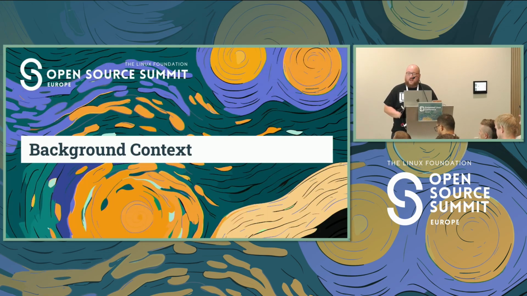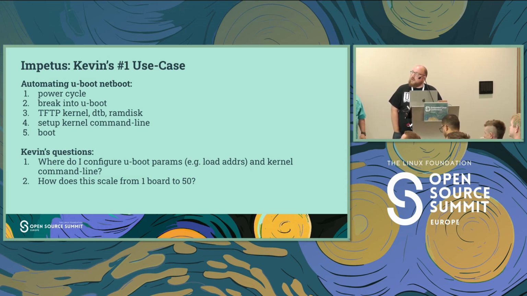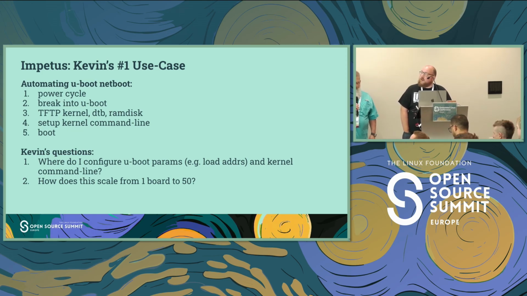Okay, so jumping right into some background context. Kevin, who's sitting in the front row, and I had a conversation a while back discussing how to make use of Labgrid to automate a use case he has, in particular, going from a power cycle all the way to booting into your operating system after specifying some custom configuration options for your kernel in U-Boot and TFTPing some binaries from a server somewhere.